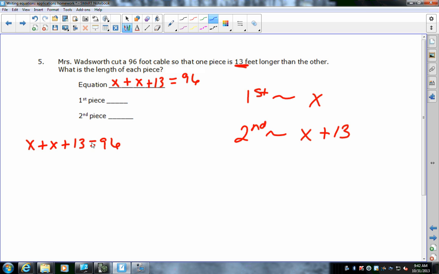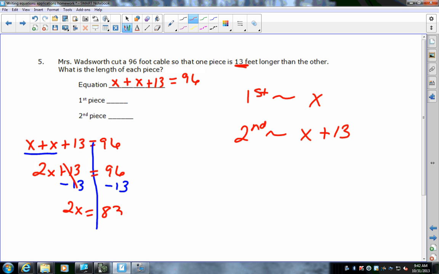Okay. So now, combine like terms, put together your X's. 2X plus 13 equals 96. Subtract 13 from each side. 2x equals 83. Divide by 2, x equals 41.5.